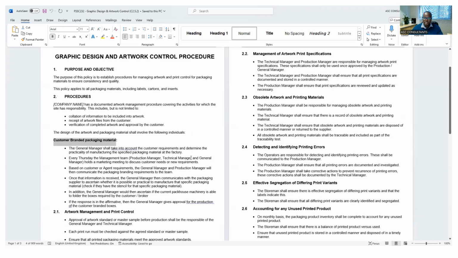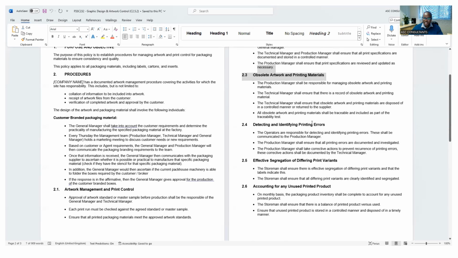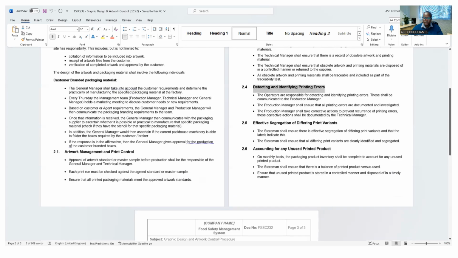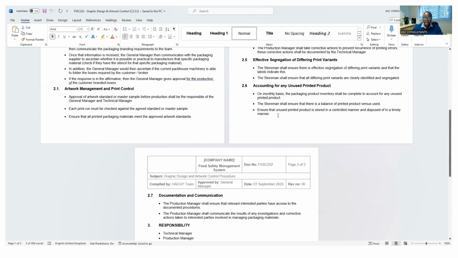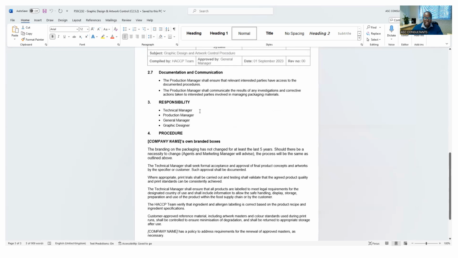So that has been specified, and we have specified how management of artwork and print specification should be done, including obsolete and printed materials. We have spoken about detecting and identifying printing errors, how that will be done, and how we are going to account for any unused print material, and the different responsibilities that each of the people in the team carry.